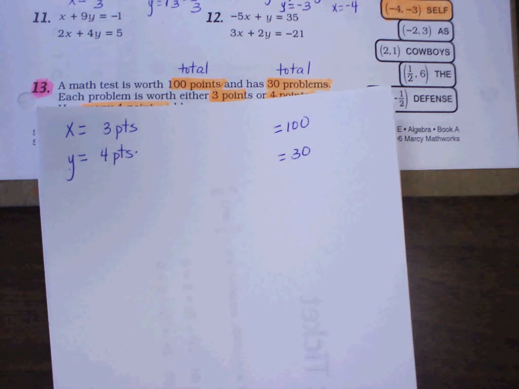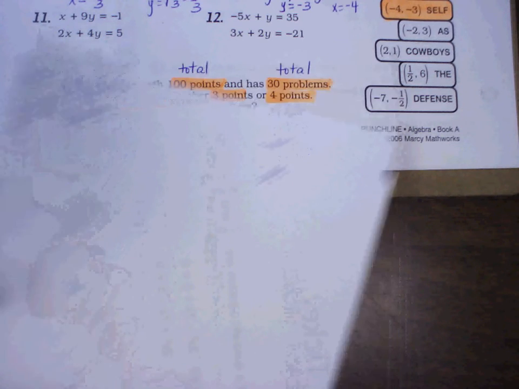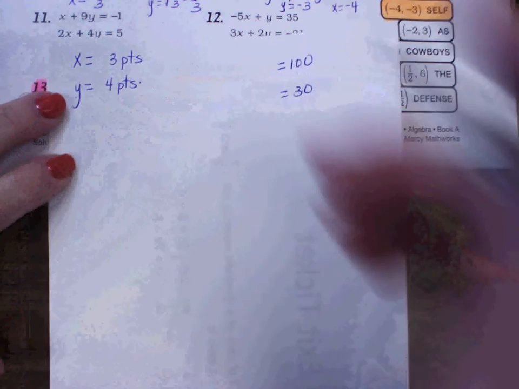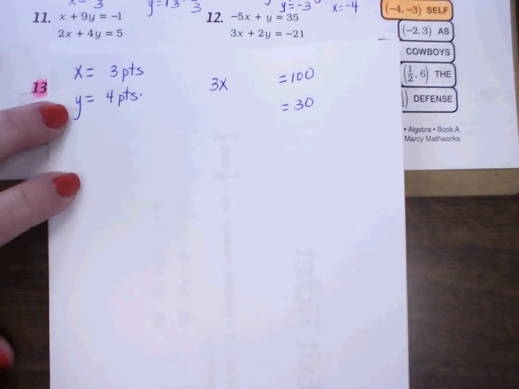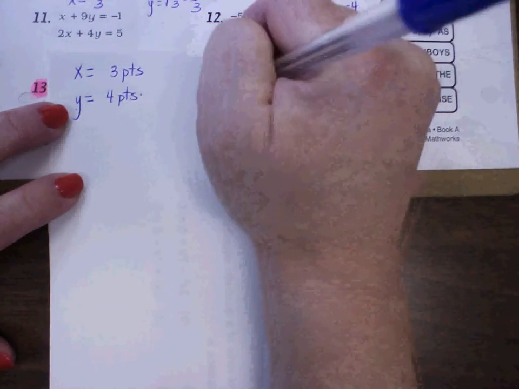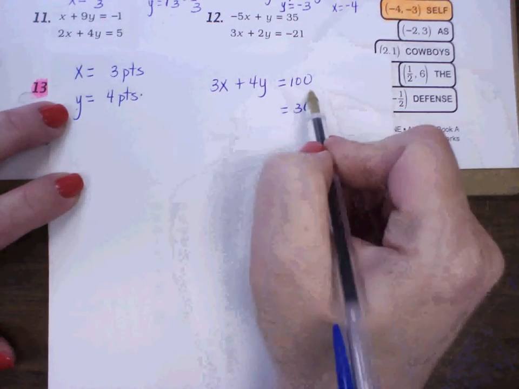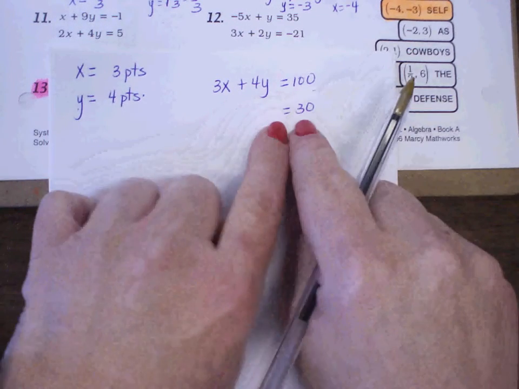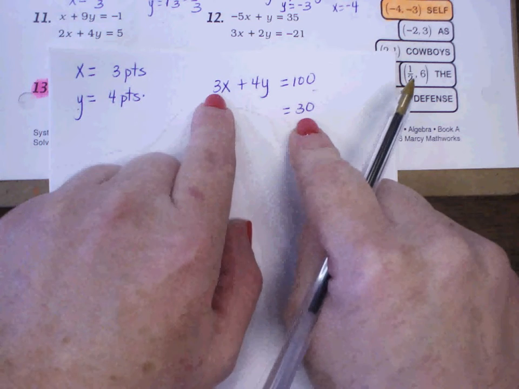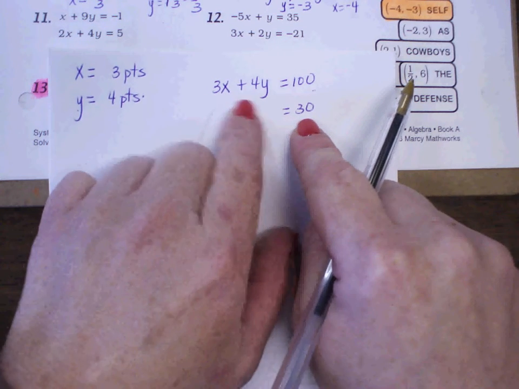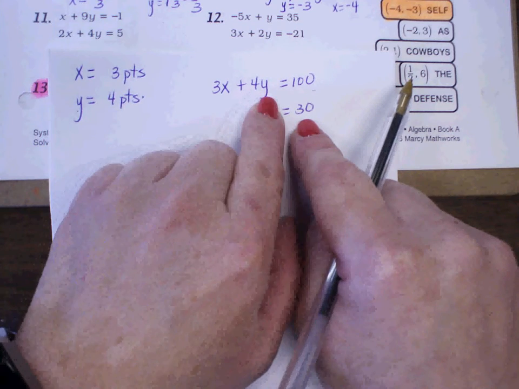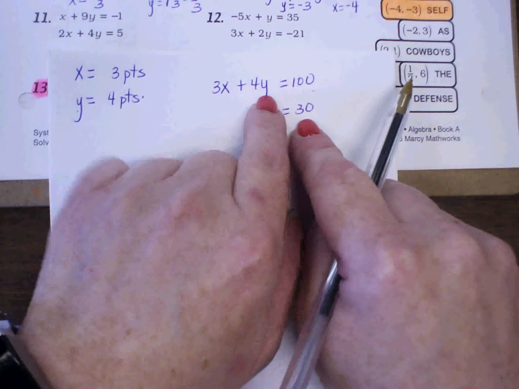3 what? 3x. And that equals 100. Now, why did I put it with the 100 and not the 30? Because 3 is the amount of points that each one of those problems has. And 4 is the amount of points that each one of those problems has. And if I'm dealing with the 3 and the 4, which are points, it needs to be equal to the 100 points, right? Points with points. Now, what about the other one?